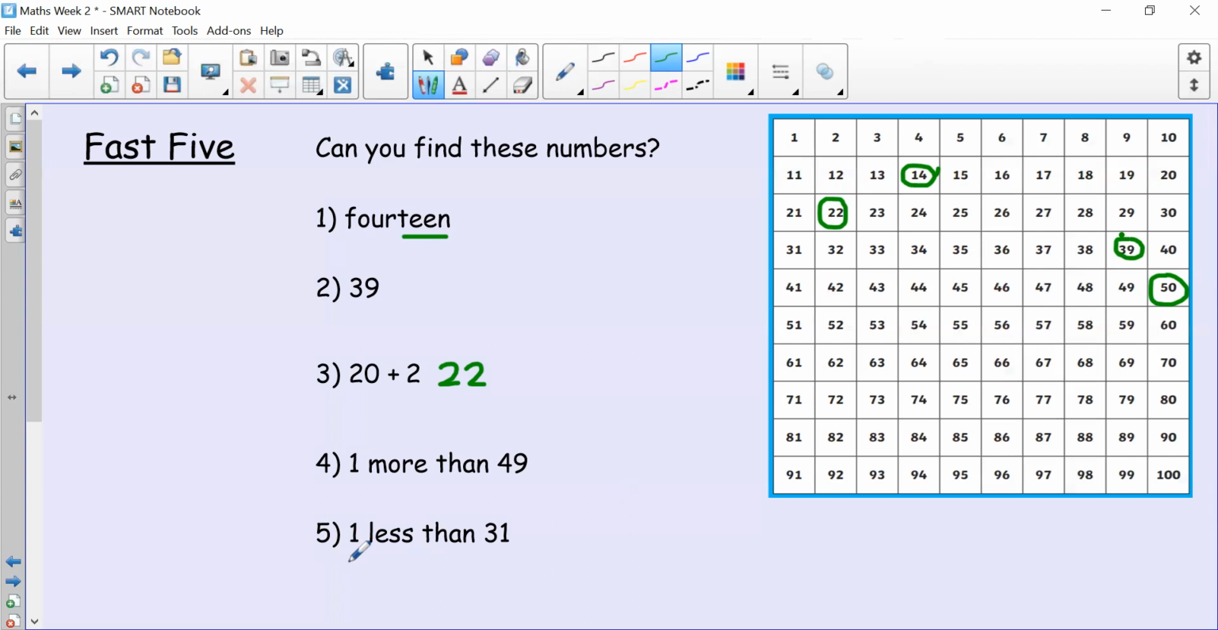And then number 5, 1 less than 31. So again, we need to find this number, 31. So I'm looking for the 30s. Here it is. Oh, and here is 31, but we need to find 1 less. So if we're finding 1 less than a number, it's the number that comes before. And so that means we need to go to the end of the row above, 30. Did you find 30? Brilliant.